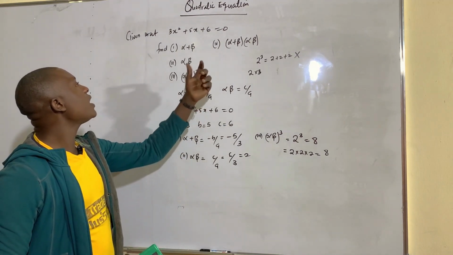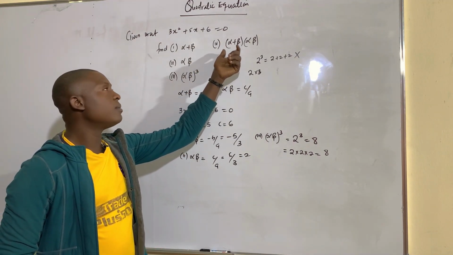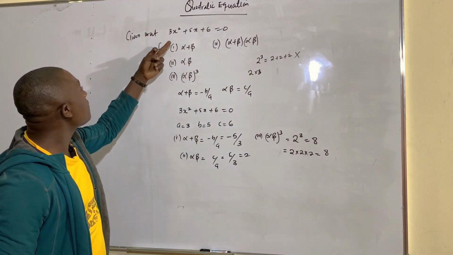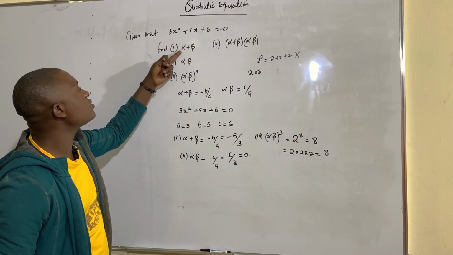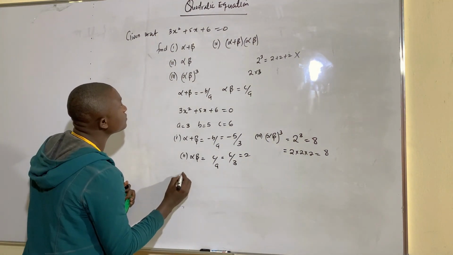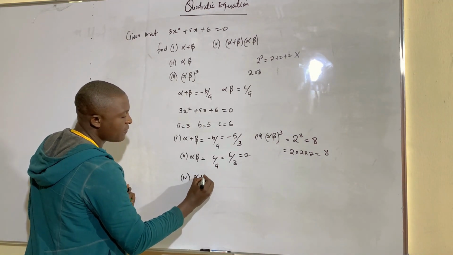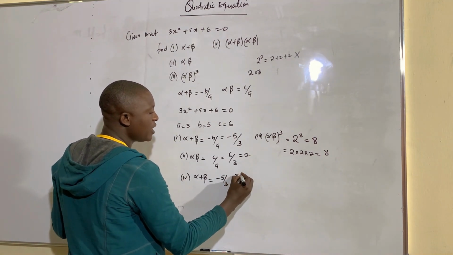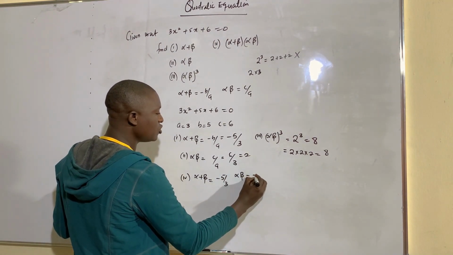Now, the next problem, we have to find alpha plus beta multiplied by alpha beta. So this one is just a straightforward example. In the first question, we have gotten our alpha plus beta. And in the second one, we have our alpha beta. So we go back. Our alpha plus beta, we have that one to be minus 5 over 3. And we have our alpha beta to be 2.